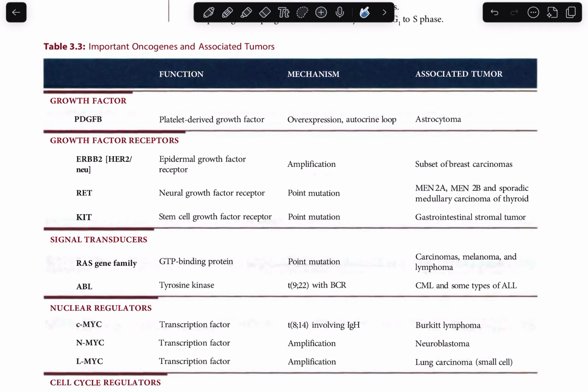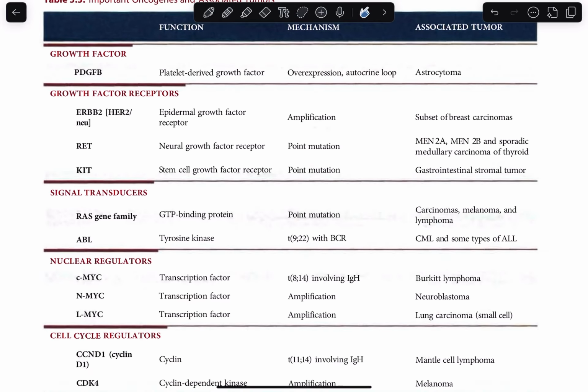We have KIT. Function is stem cell growth factor receptor. Mechanism is point mutation. Associated tumor is gastrointestinal stromal tumor, GIST. Next section is signal transducers. We have RAS gene family. Function is GTP binding protein. Mechanism is point mutation, associated with carcinomas, melanoma, and lymphoma. ABL, function tyrosine kinase, mechanism of translocation 9;22 with BCR, associated tumor CML, and some types of ALL.